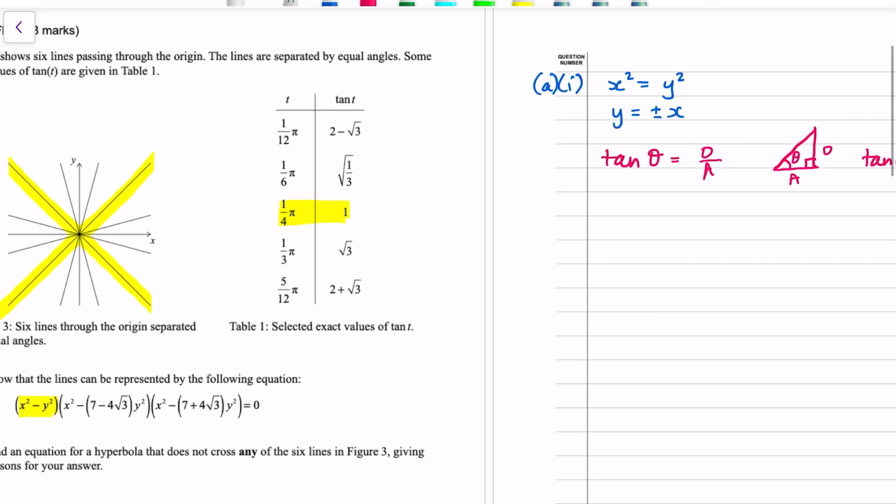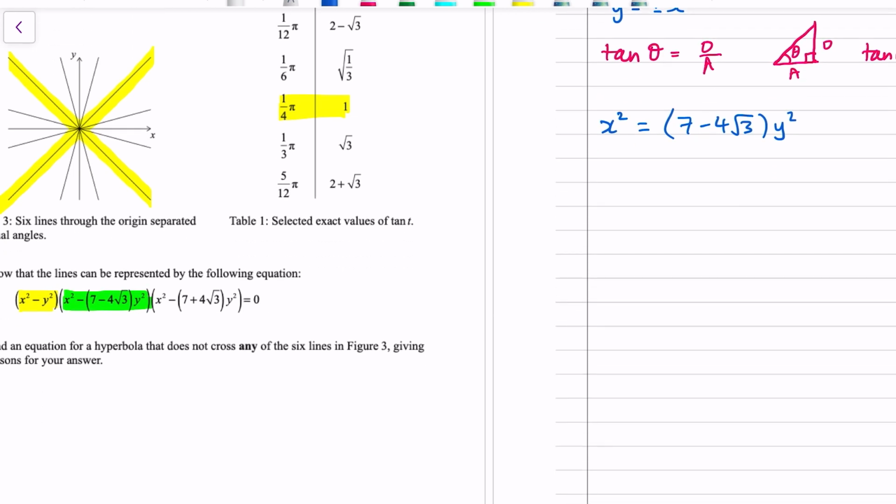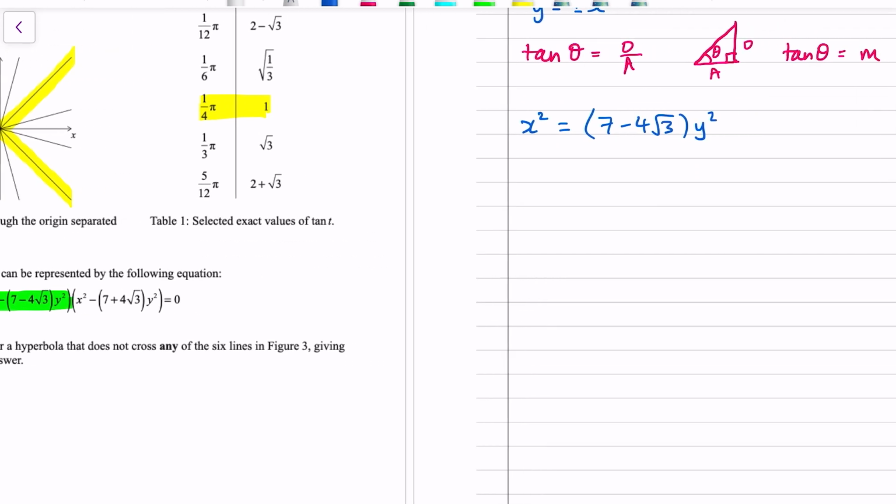Okay, the second bracket isn't as easy as to what lines these actually represent. So we need to solve that equal to 0. X squared equals 7 minus 4 root 3 y squared. We want to make y the subject of this line, so we need to divide both sides by 7 minus 4 root 3. The numbers have been chosen because of their properties. Something nice happens when we work out what 1 over 7 minus 4 root 3 is. We times by the conjugate, 7 plus 4 root 3, top and bottom.